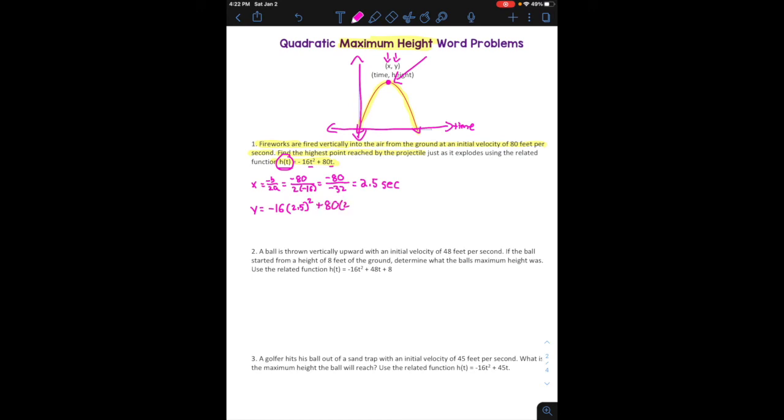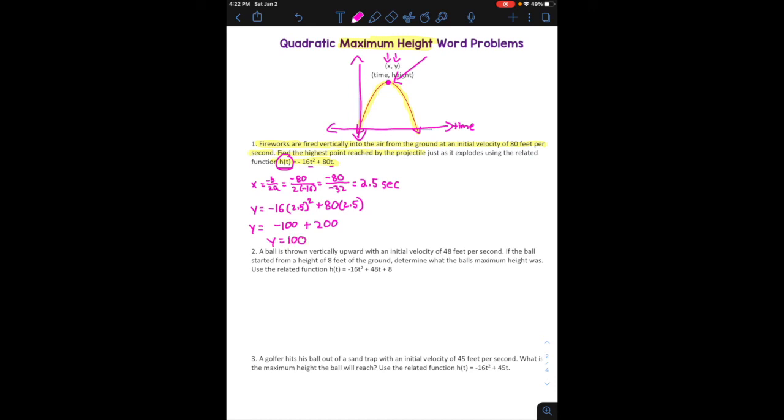Again, we're going to use our calculator to now solve for our y value of the vertex. First thing you're going to do is square 2.5, then multiply it by negative 16. That would be negative 100 plus 80 times 2.5 is going to give us 200. So the y value is going to be 100.